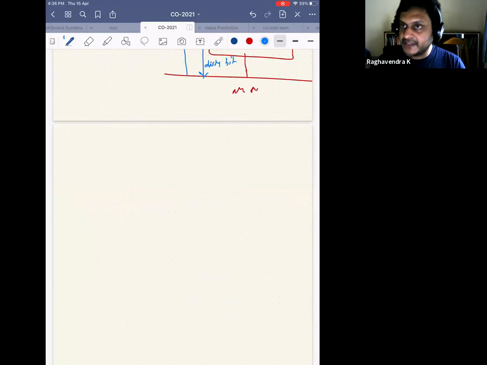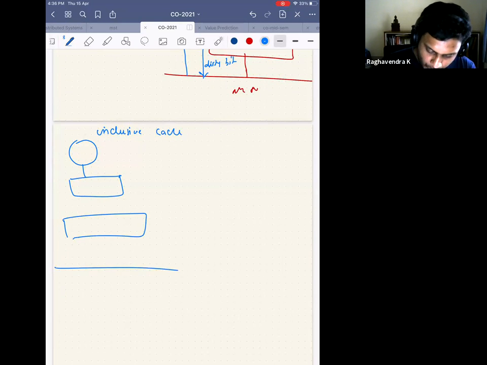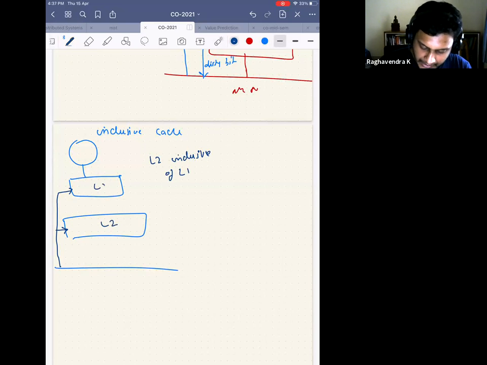Okay. So there are actually three designs for multi-level caches. One is called an inclusive cache. So I have an L1 cache, an L2 cache, and main memory. When I bring a block, I write it both to L1 and L2. L2 is always inclusive of L1 cache. So this is called an inclusive cache.